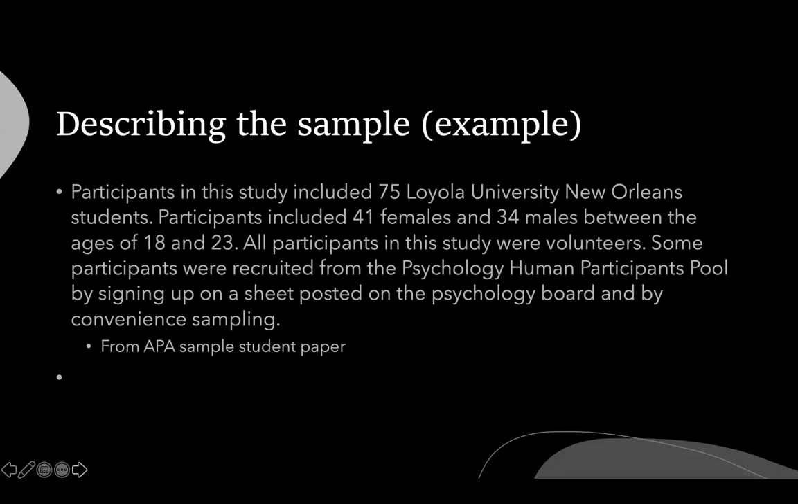This gives the reader a very good idea of who were the participants in the sample. We know the basic split between genders, we know their general ages, and we know how these people came to be part of the sample.